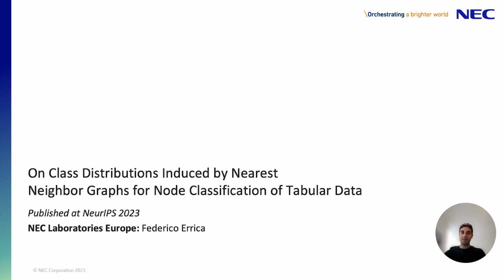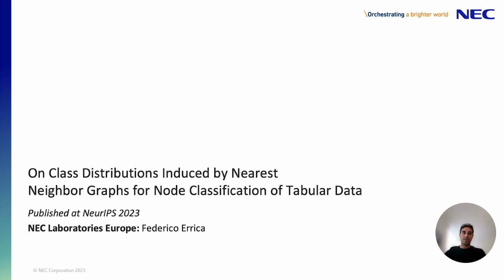My name is Federico Errica. I'm a research scientist at NEC Laboratories Europe, and I'm part of the Intelligent Software Systems group. Today I want to present you our paper published at NeurIPS 2023, which is called On Class Distributions Induced by Nearest Neighbor Graphs for Node Classification of Tabular Data.